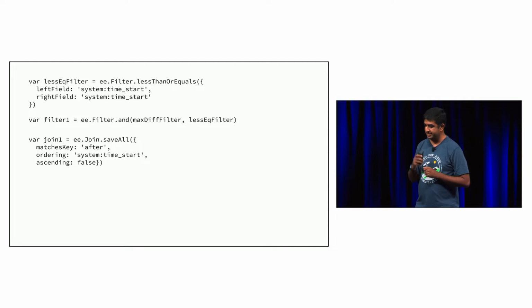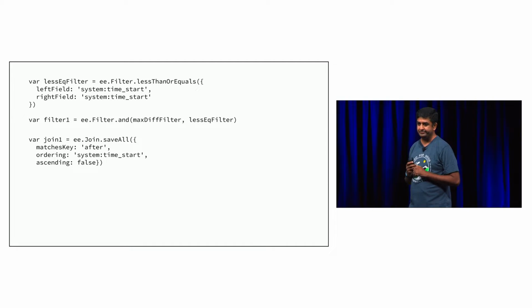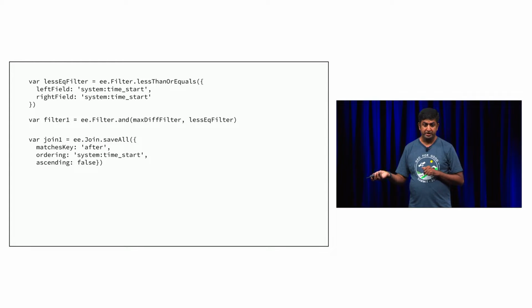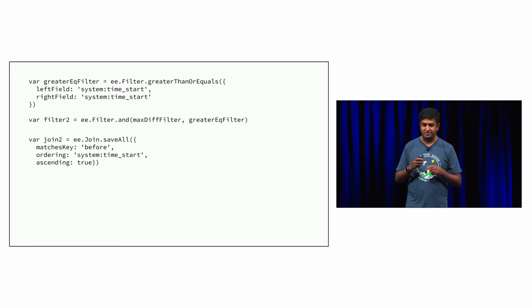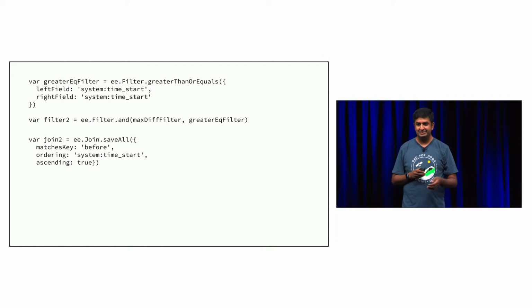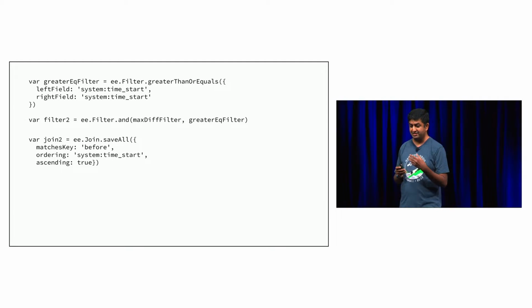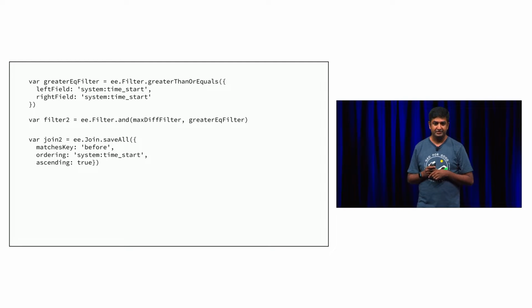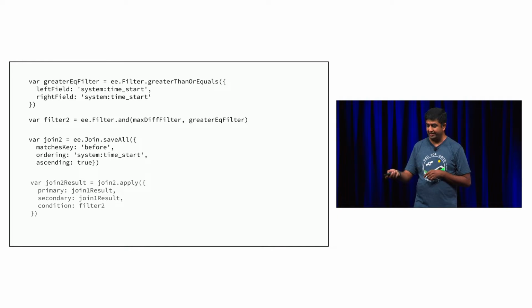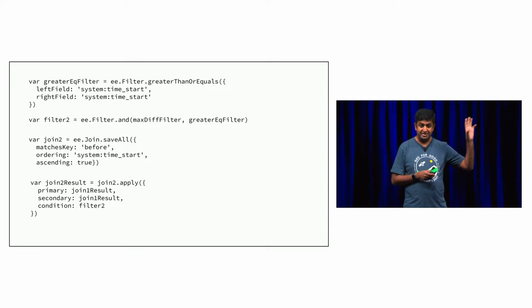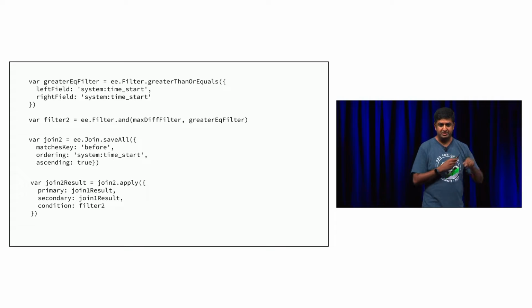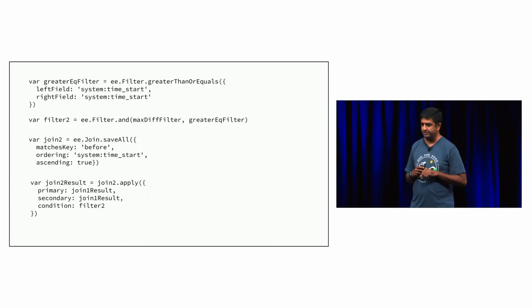Okay, so this is again our save all join that we applied. We do the same opposite. We apply it on the same collection, and then we do the opposite. We define a greater than or equal to filter, apply it, and save it as before images on the collection. And this time we apply it, the primary collection will be the result of the first operation. So we already have those after images, and we add the before images to that, and we apply the join.